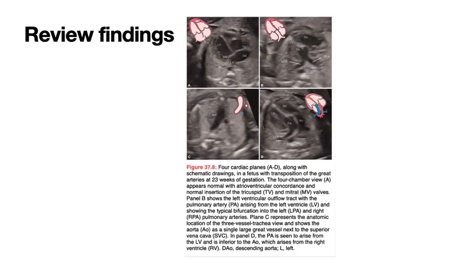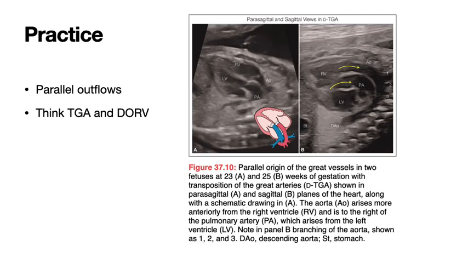So let's review our findings. We've got a normal four-chamber. We've got a five-chamber where the outflow tract bifurcates. Up at the three-vessel trachea view, we have basically a single vessel. And if you take an oblique longitudinal view of the great vessels, you're going to see that they are parallel. So if you see parallel outflow tracts, think of either transposition of the great arteries or double outlet right ventricle.